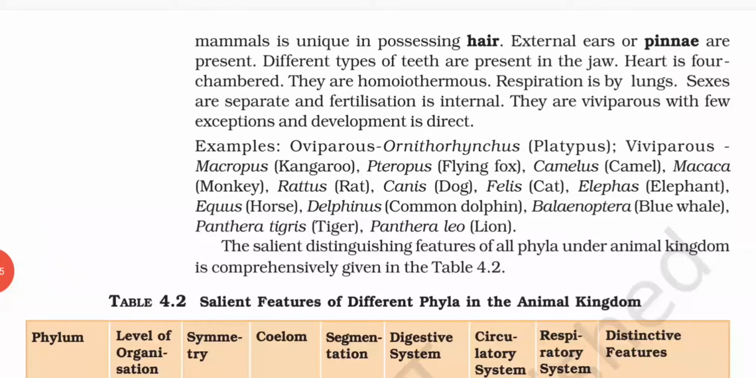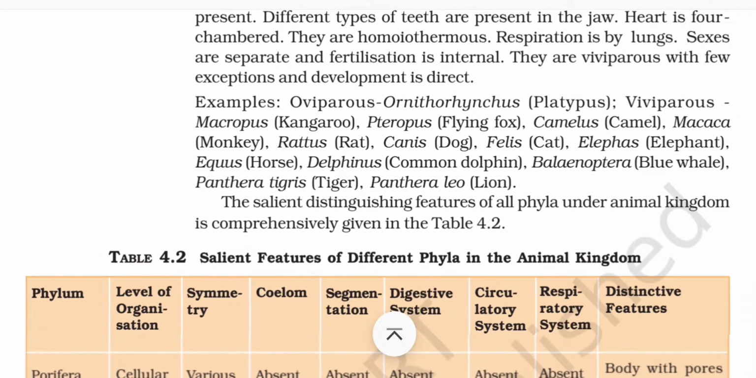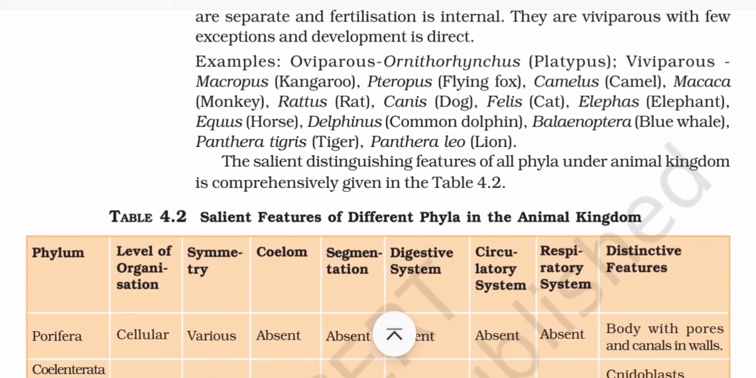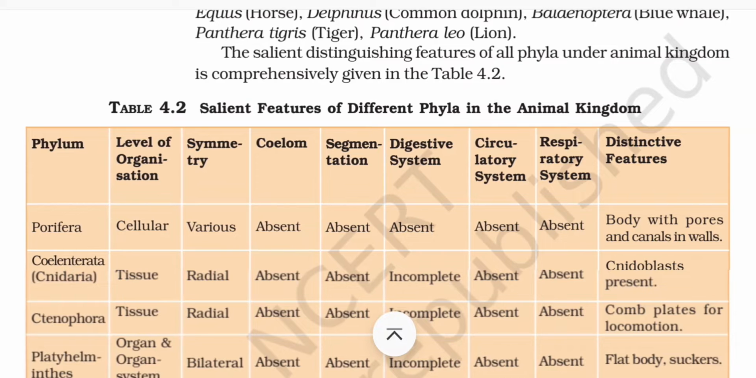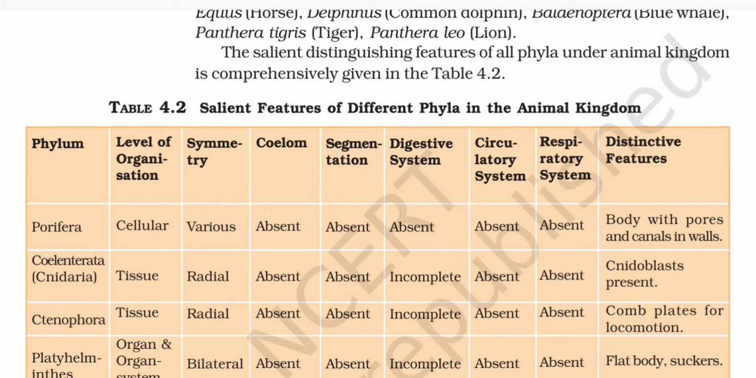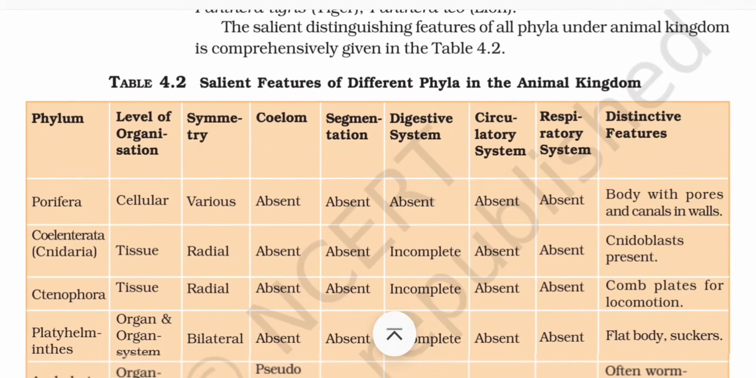Examples: oviparous Ornithorhynchus, that is platypus; viviparous Macropus, kangaroo; Pteropus, that is flying fox; Camelus, camel; Macaca, monkey; Rattus, rat; Canis, dog; Felis, cat; Elephas, elephant; Equus, horse; Delphinus, that is common dolphin; Balaenoptera, that is blue whale; Panthera tigris, that is tiger; Panthera leo, lion. The salient distinguishing features of all phyla under the animal kingdom are comprehensively given in figure 4.2.